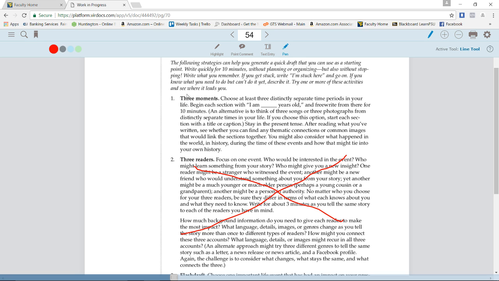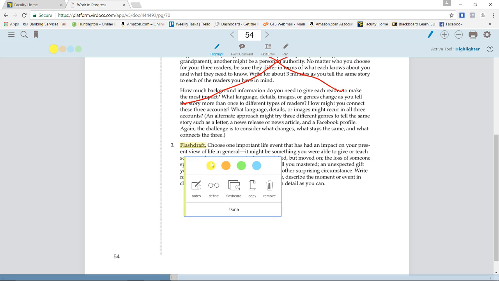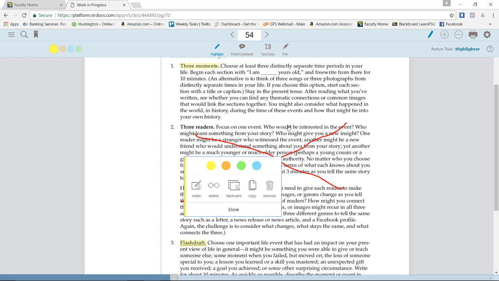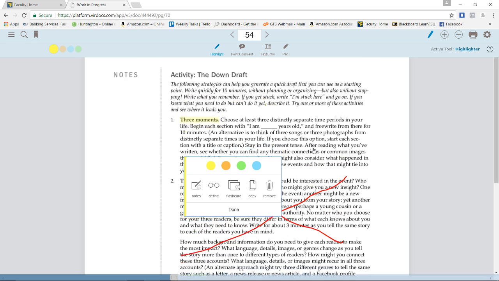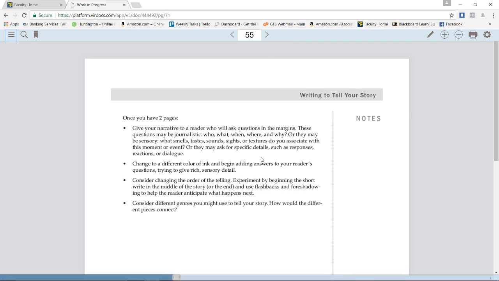So what you want to choose is you want to do either 3 moments or number 3, flash draft. Either one of those 2 you can do. Just let me know which one you want to do in your journal, also in your journal for sure, and it might even be a subject for discussion on the discussion board as well if you wanted to post it and maybe ask questions or talk about it. Okay, so that's what that page is all about. All right, let's move on. If you have any questions about that, just let me know.